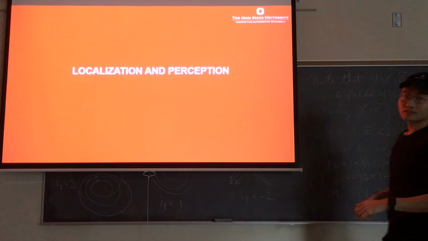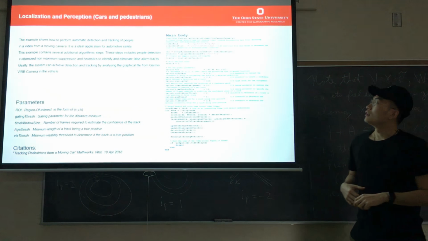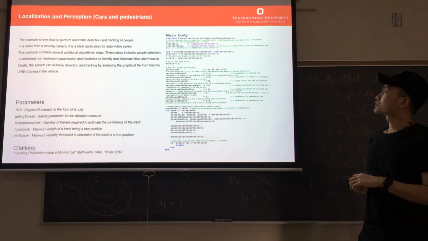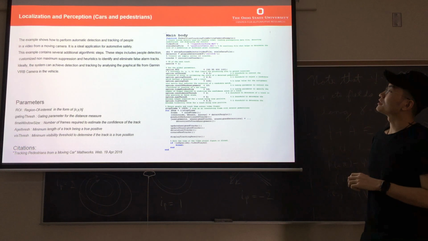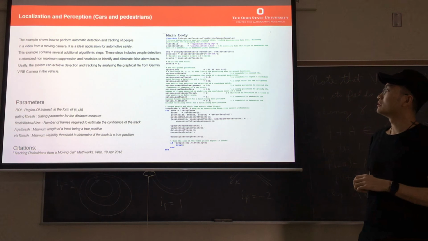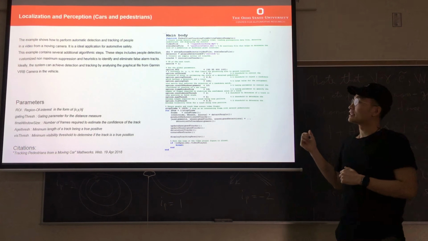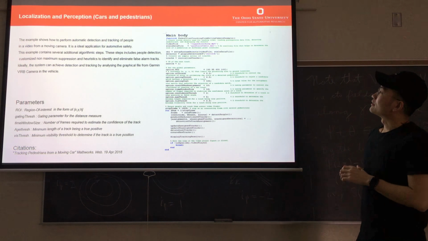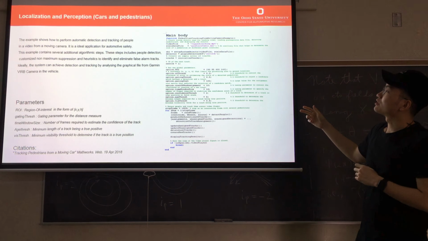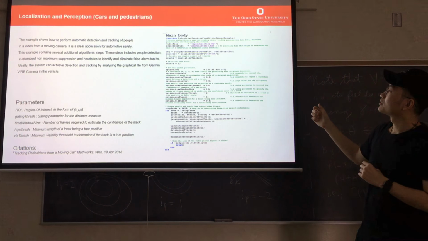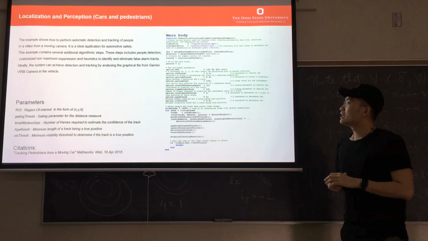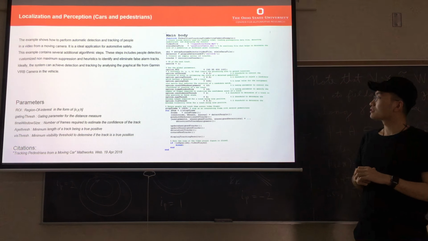For the localization and perception, here is the example. The example shows how to perform algorithmic detection and tracking of people in a video from a moving camera, and it is an ideal application for automatic safety. These steps include people detection, custom non-maximum suppression, and history to identify and eliminate false alarm tracks. And here are some parameters.